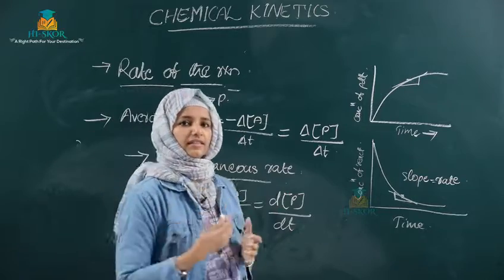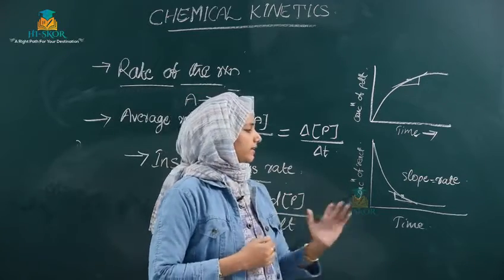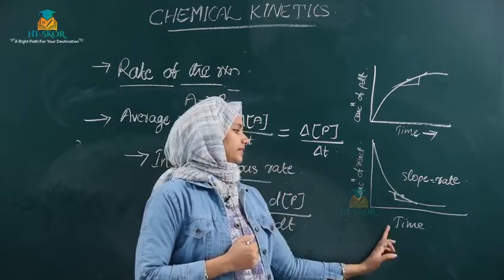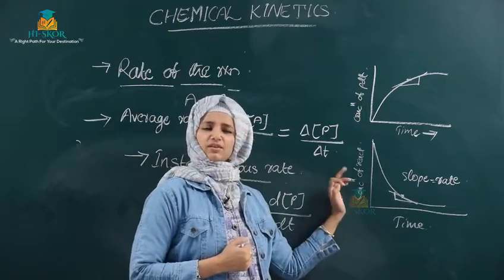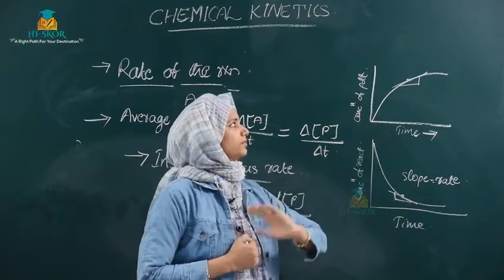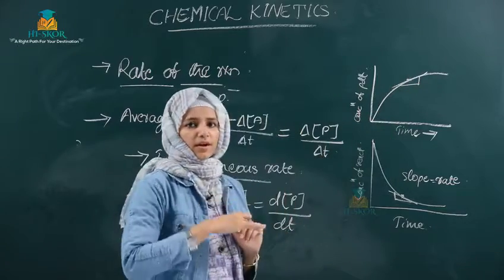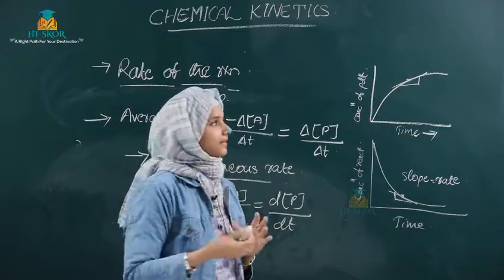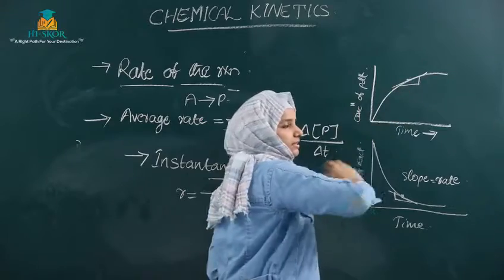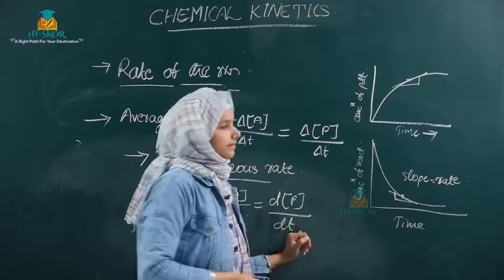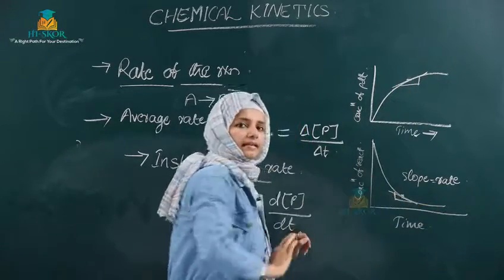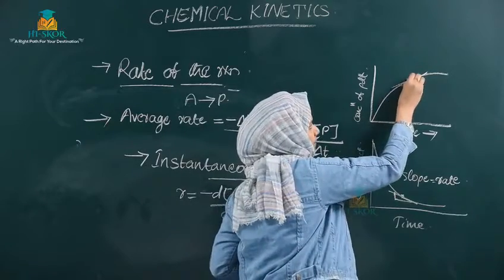How will you find out the instantaneous rate? By plotting a graph of concentration of reactants versus time, or you can plot like this also, because in terms of products the graph will be like this. Product concentration goes on increasing, that's why I draw like this. In terms of reactants, the curve will be like this.